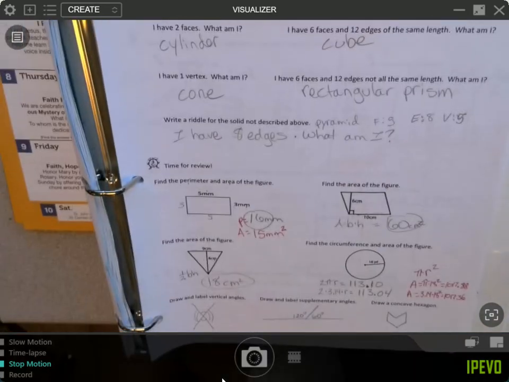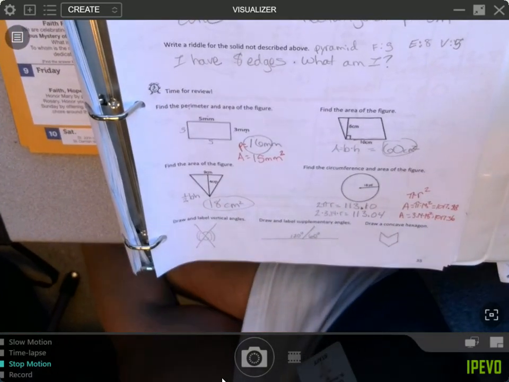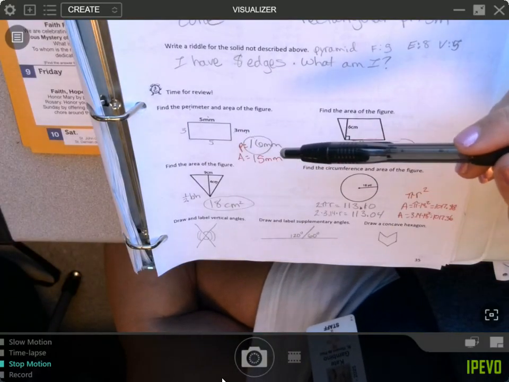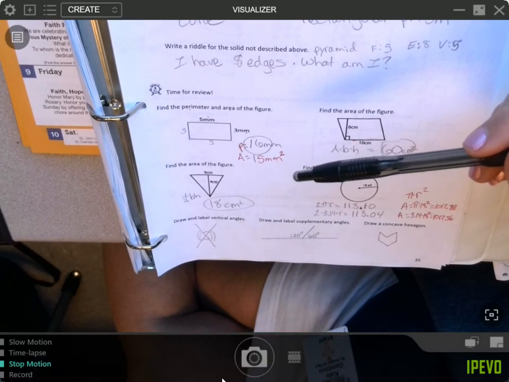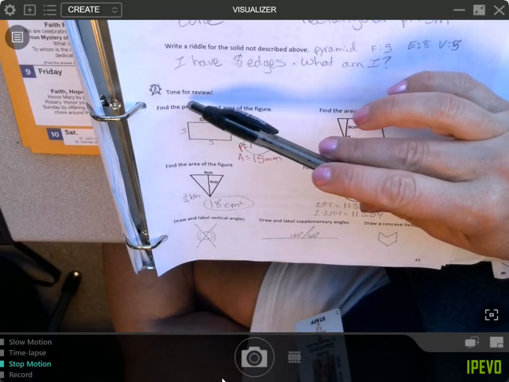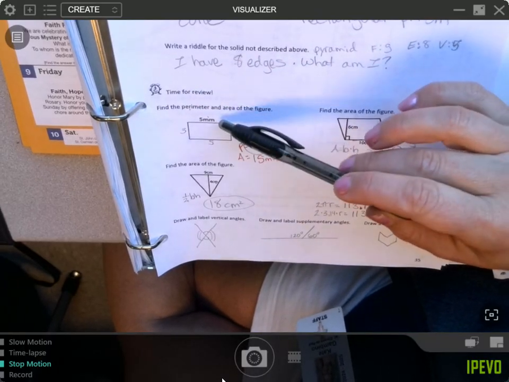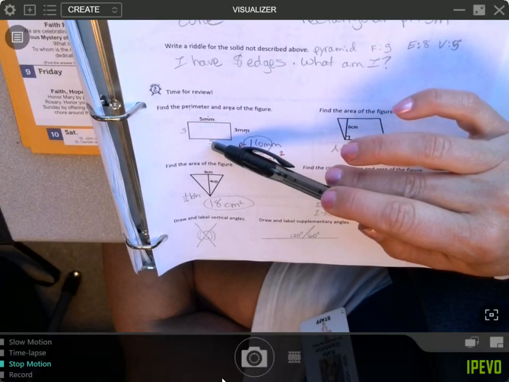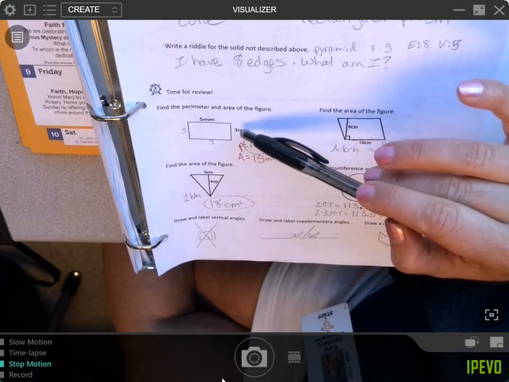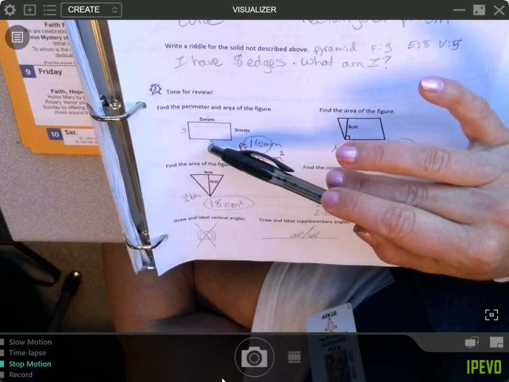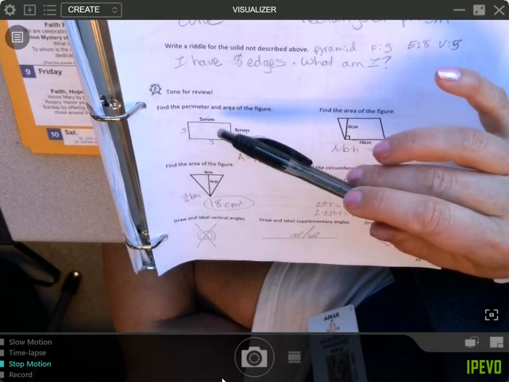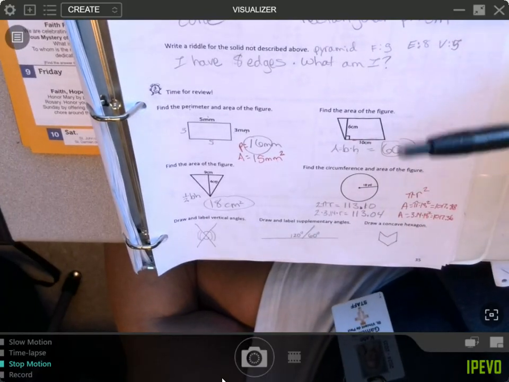Let's look at our review. As I was walking around, I noticed some of us had a little hard time with some of these reviews. So let's make sure we understand it because we're going to be seeing these again, friends. Test is next week. Find the perimeter and area of the figure. Perimeter is adding up all the sides. So you had to write in those side numbers for the ones that weren't shown. So it's 3 plus 5 plus 3 plus 5, which is 16. And the area would be length times width. 3 times 5 is 15.